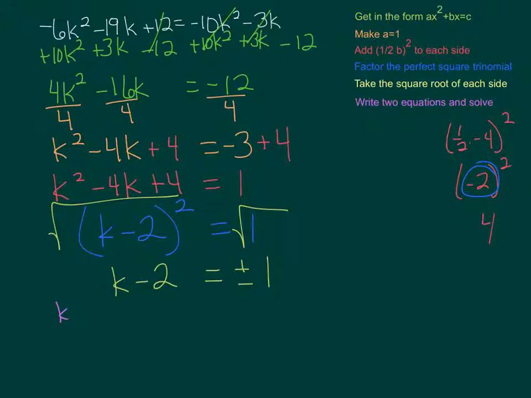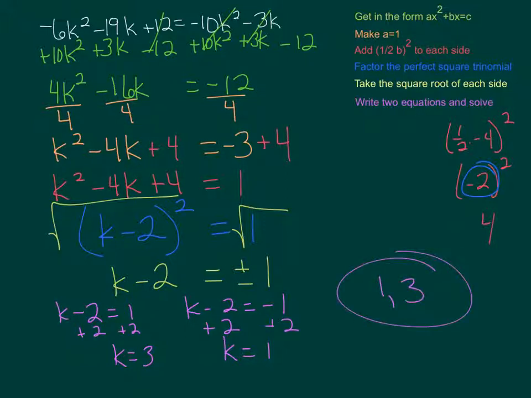Now we write our two equations. K minus 2 equals 1. K minus 2 equals negative 1. Add 2. K equals 3. Add 2. K equals 1. So 1 and 3 are your two answers. Now this is one that we probably could have factored, but completing the square always works too.